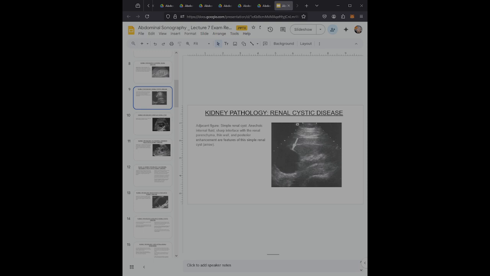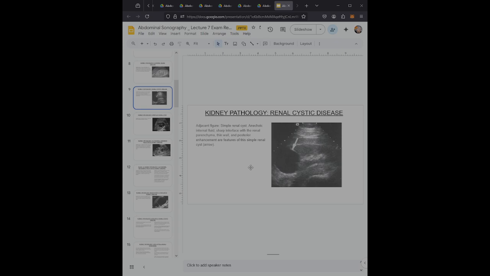Renal cystic disease. So we can have a simple cyst, which is one of the most common renal masses. And a simple renal cyst should appear sonographically as an anechoic mass that is spherical, has smooth walls with posterior acoustic enhancement, and no internal echoes. An anechoic mass that does not meet this criteria is not considered a simple renal cyst.